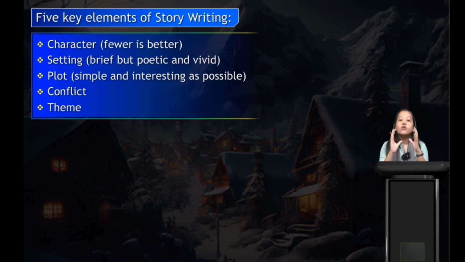Next is what? Theme. Theme means the moral lesson we get from reading the story. Okay, those are our theme.